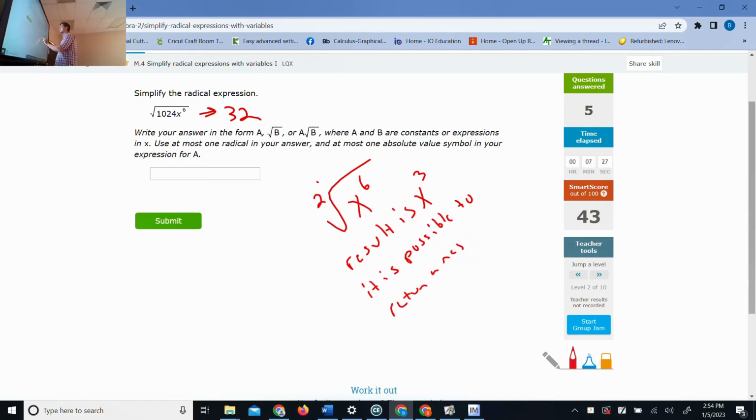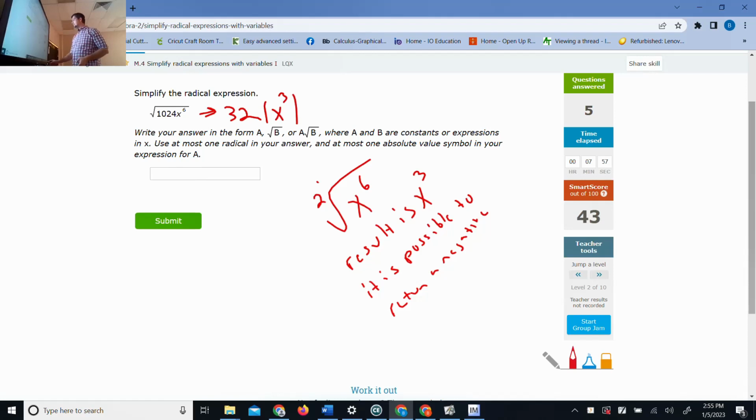Now, the reason IXL is so concerned about this whole negativity is because in the world of math, the square root function itself is only defined to return positive things. When we're solving for x, that's when we're interested in negative things as well. But we're not solving for x. So I'm going to say 32 absolute value of x cubed.